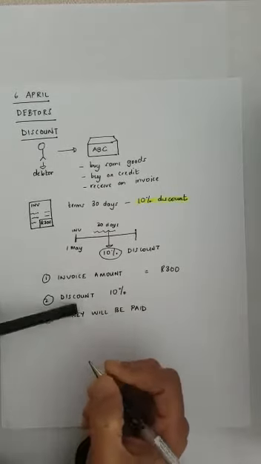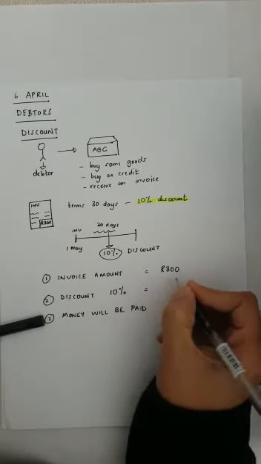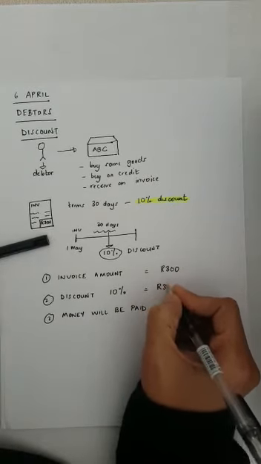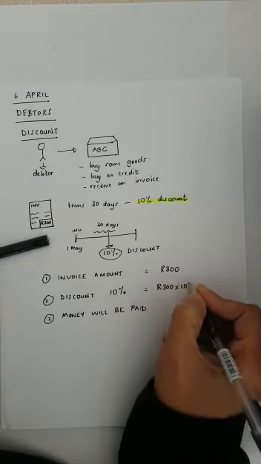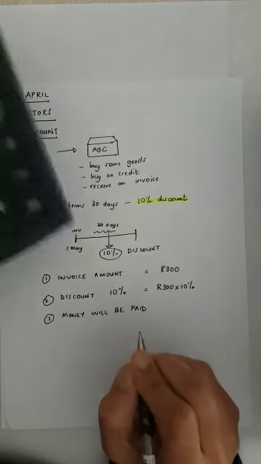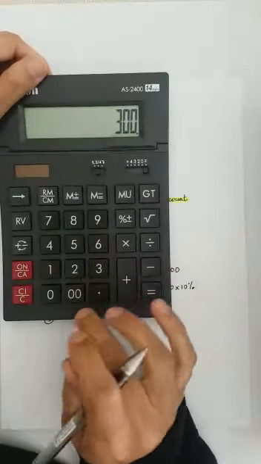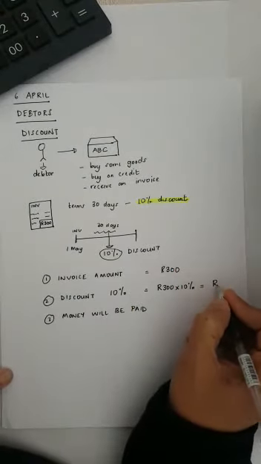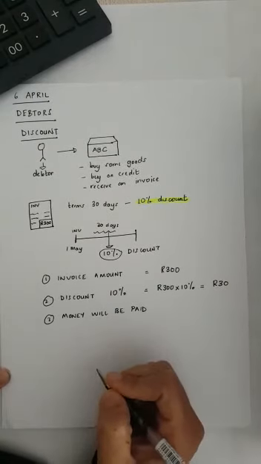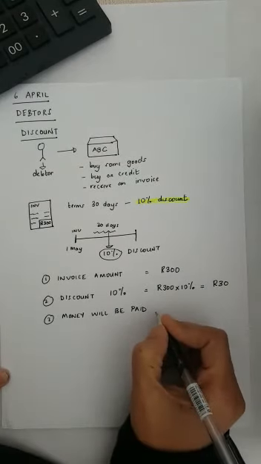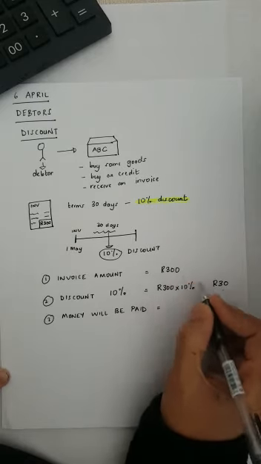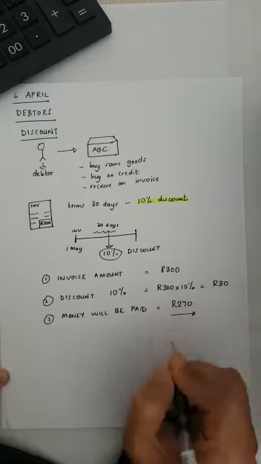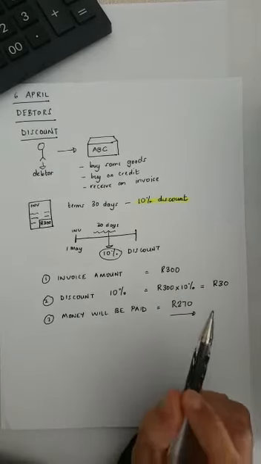Okay, so to calculate my discount, I'm going back here. I'm going to take my invoice amount, which is the 300 Rand. I'm going to multiply it by my discount rate, which is 10%. So if I do it on my calculator, I'm taking 300 Rand times 10%. I come up with 30 Rand. My answer is 30 Rand. So I will get a 30 Rand discount. And the amount of money that I will pay will be 300 Rand minus the 30 Rand, which will be 270 Rands.